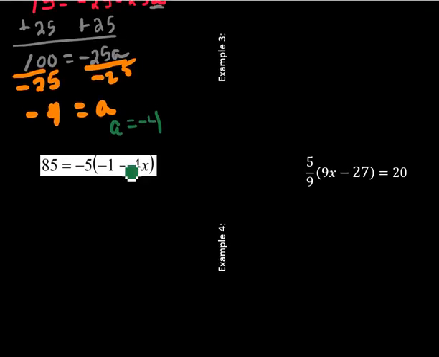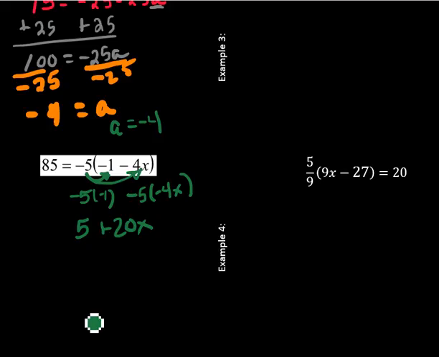Similar, we have our constant over here. It's equal to this coefficient of the parentheses that we got to clear. So we're going to distribute. Okay. So negative 5 times negative 1, negative times negative is a positive 5. Negative 5 times negative 4x equals positive 20x. All right, now we got to solve, and then we bring down the rest of our equation, 85.